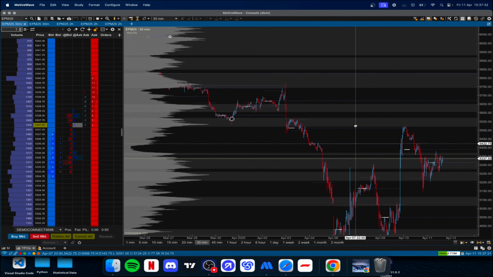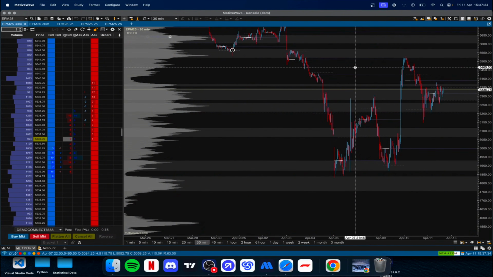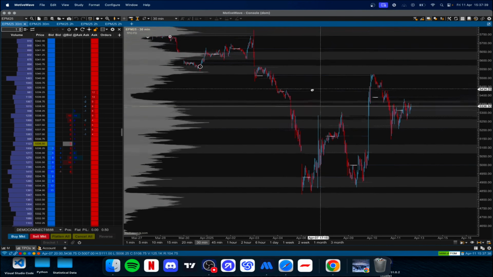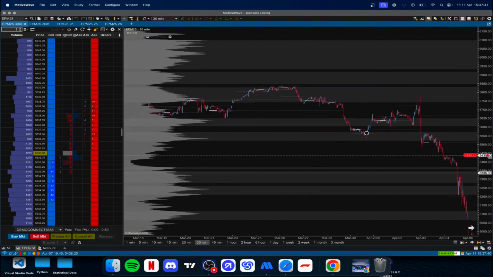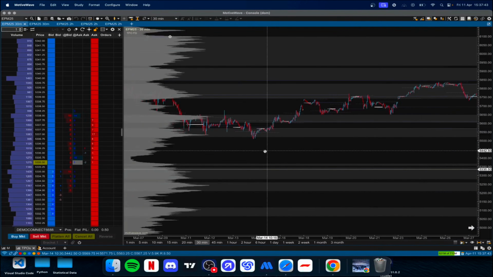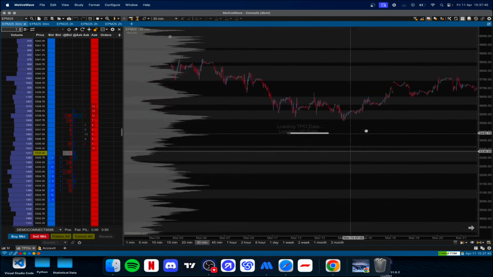Now I'm going to go through the chart and you can have a look at how it actually reacts to the extremes and how it enters in them. You can have a look right here. There you go. And it's very accurate, man.